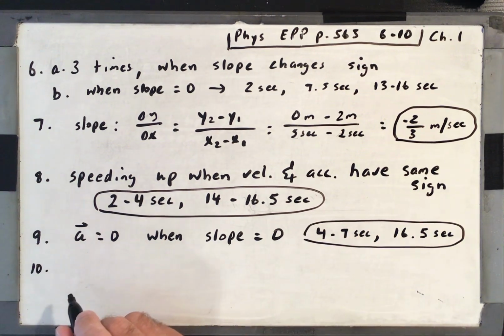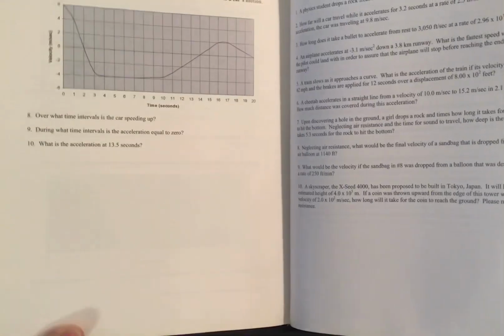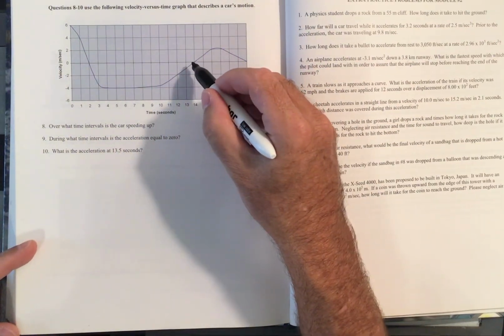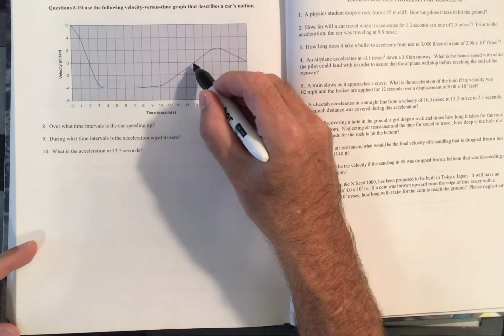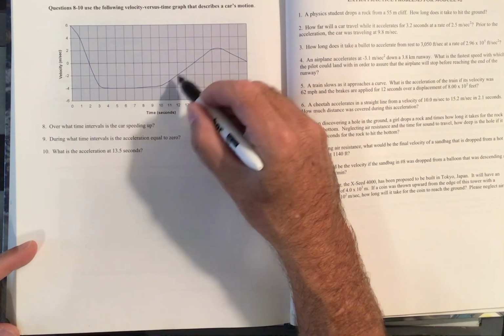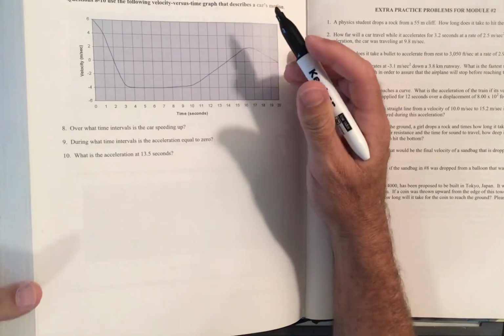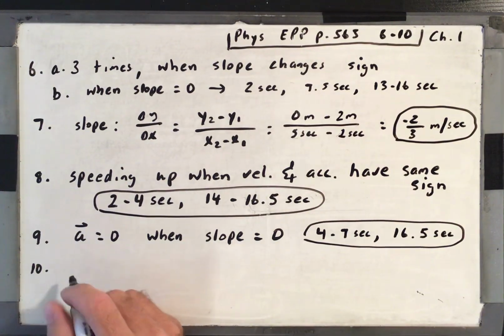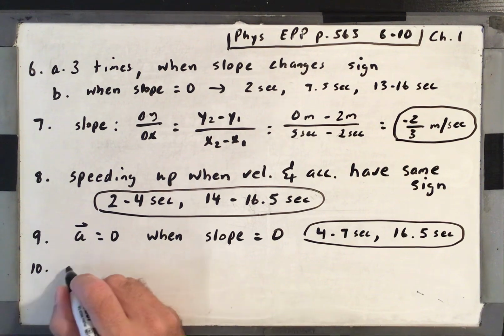All right, and then finally, number 10, what's the acceleration at 13.5 seconds? So what we need to do is just pick an interval that includes 13.5 that's easy to read the graph. So I'm going to do it between 12 and 14 seconds. All right, that's a nice straight line there. 13.5 is included in the interval.